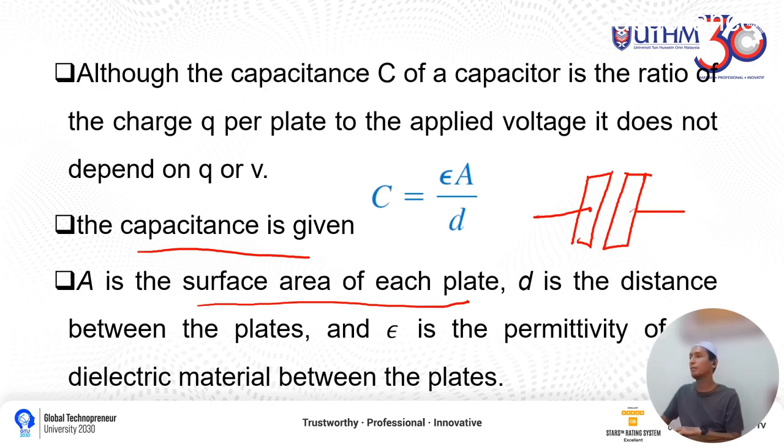Okay, and then we got the distance between the two plates. So this is D, and the area here is A, the surface area of the plate. And this symbol is the permittivity of a dielectric material between the plates. The dielectric material is the insulator in between, either air or mica or any other material that can be an insulator. And their permittivity will be in here.